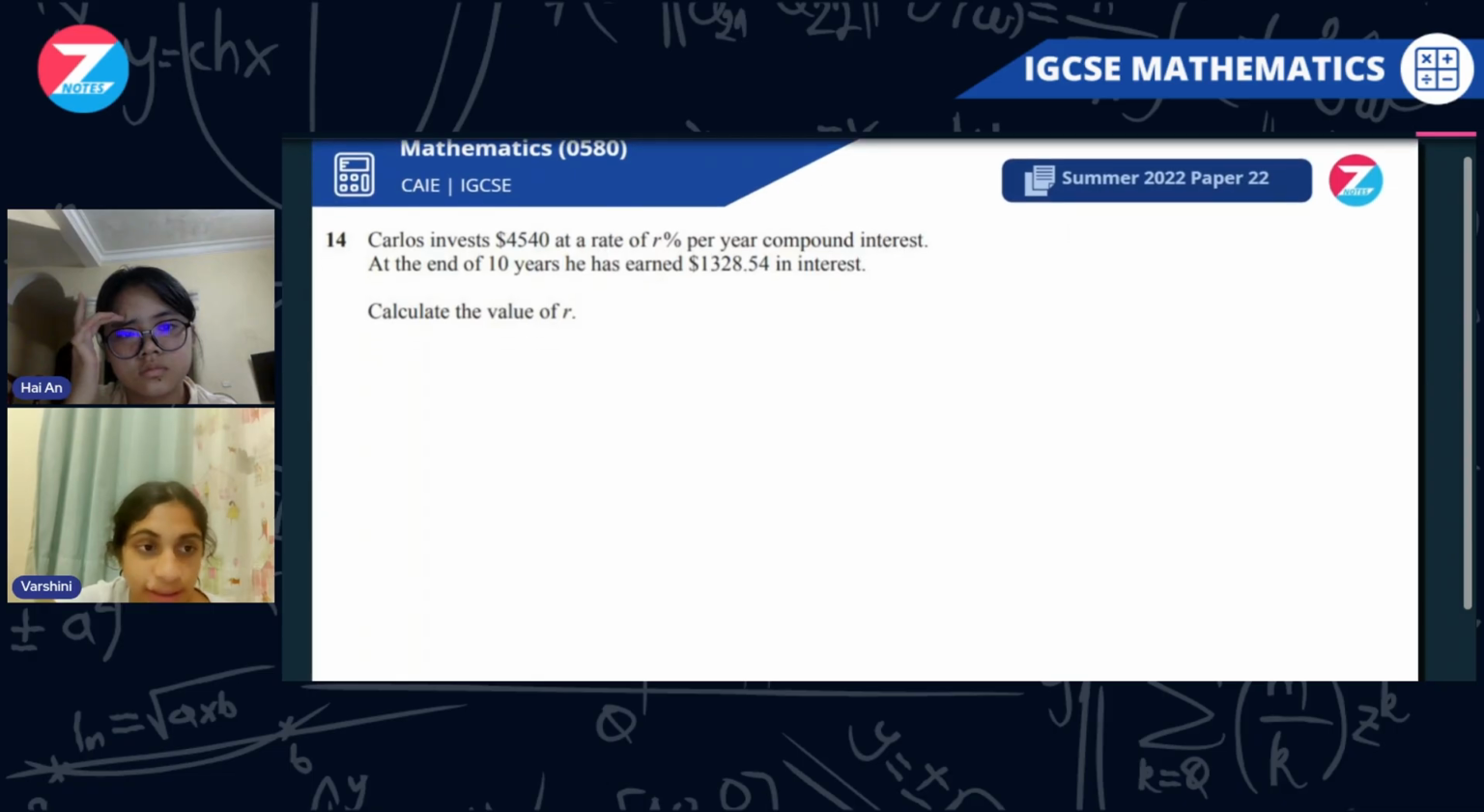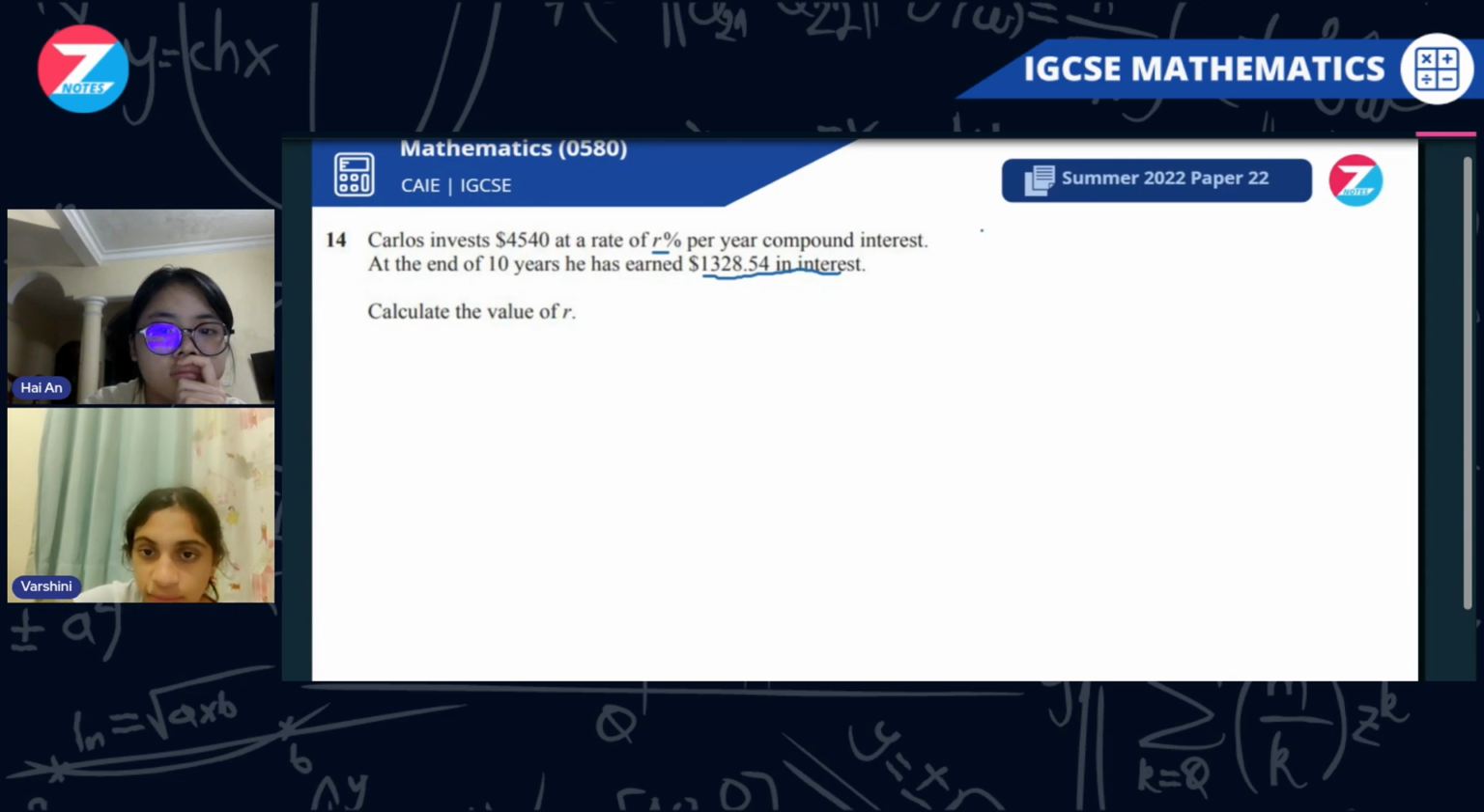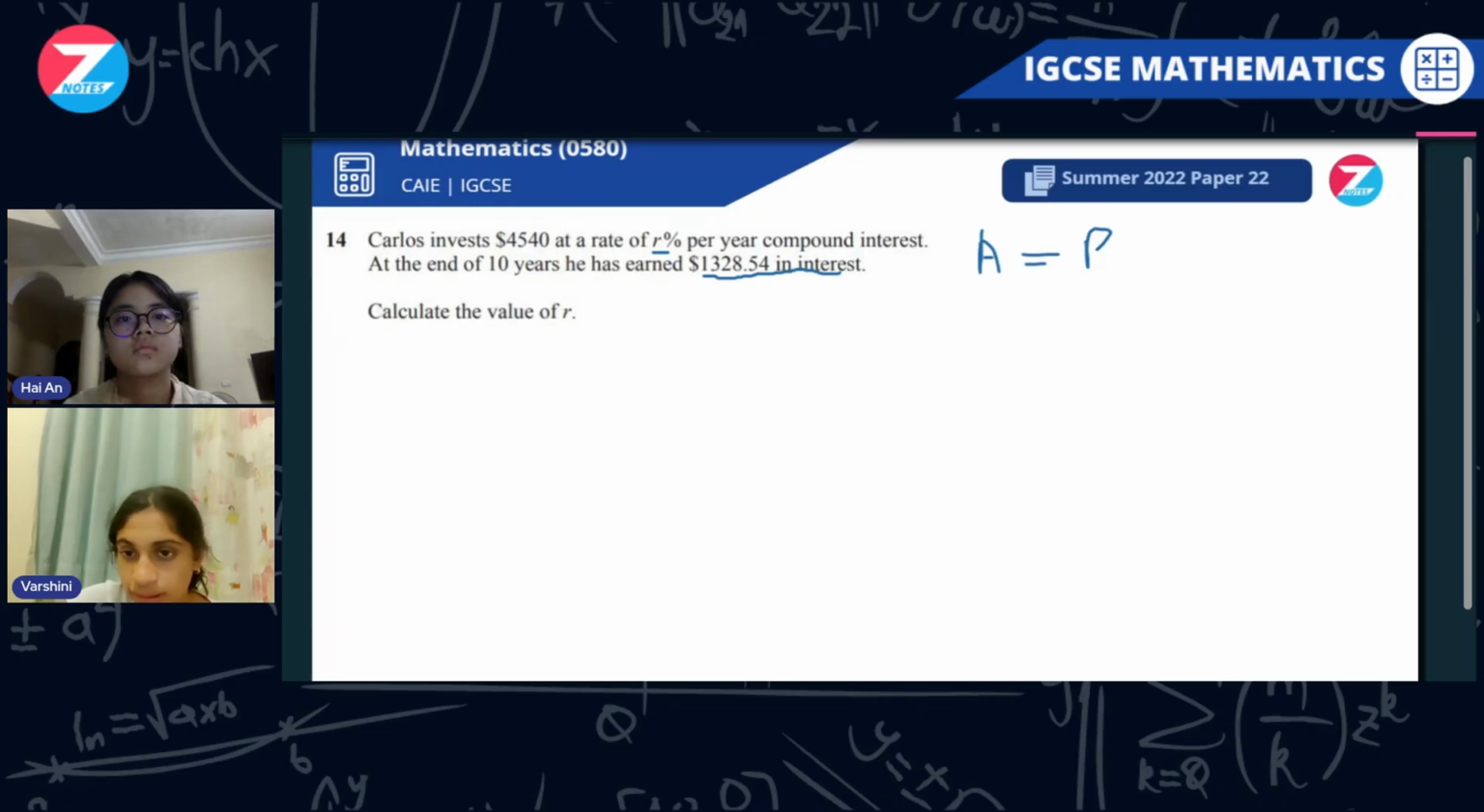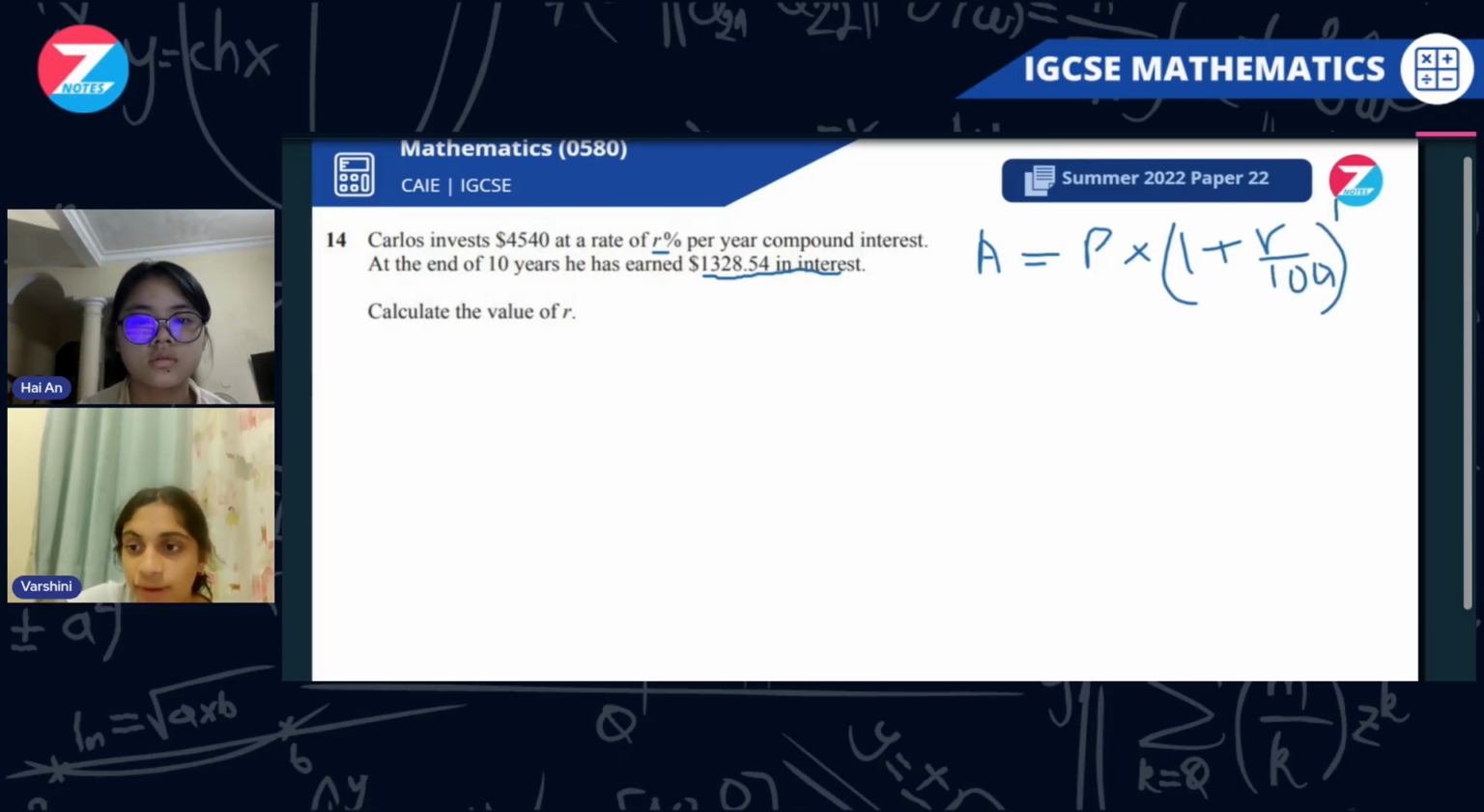Okay, question 14. Carlos invests 4540 at a rate of R% per year in compound interest, and at the end of 10 years, he has earned 1328.54 in interest. Calculate the value of R. Okay, so firstly, we know that for any compound interest, the formula for the amount he's earning is going to be the principal, the amount that you invest, times 1 plus R by 100, where R is the interest you have, to the power of n, which is how many years you've invested it for.